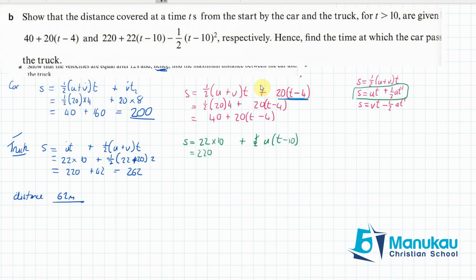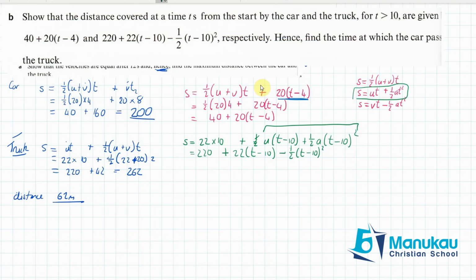At 10 seconds, this part starts ticking over, plus 1/2 a into t minus 10 squared, right? Because this is the second part that starts at 10 seconds. So when we do that, we end up with plus 22 into t minus 10 bracket plus... Now, the acceleration is -1, so I can actually just change this to minus 1/2 into t minus 10 all squared.